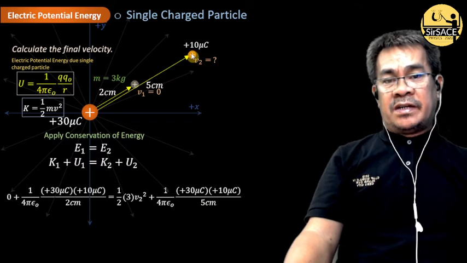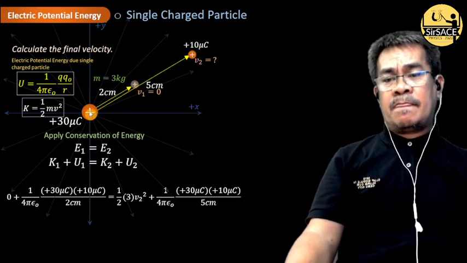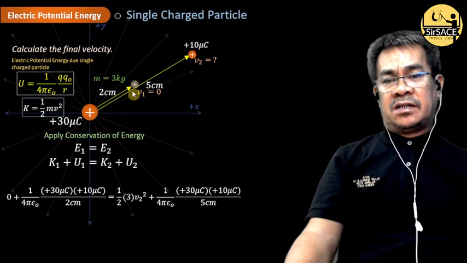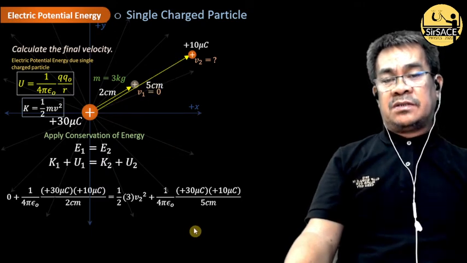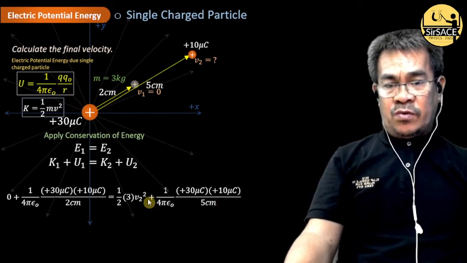Take note that the final position or position is always measured from what? The source charge. So meaning if the given is displacement, the displacement is 3, then you have to add that to 2 for the final position R. Okay? Now look at this resulting equation. We have only one unknown. So meaning we can solve for V2.